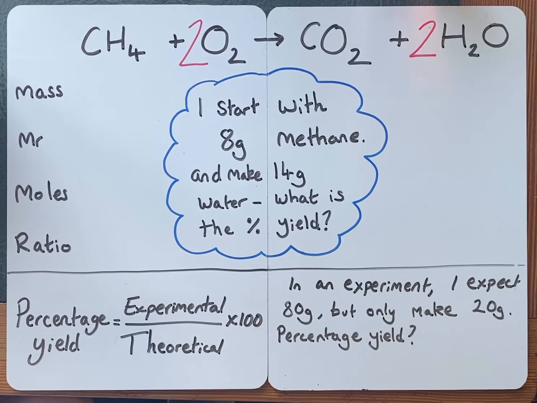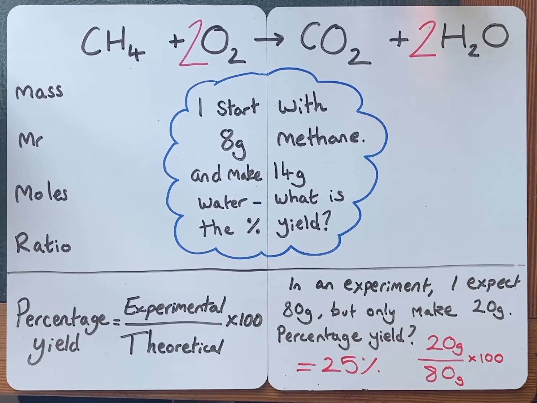Let's put that into practice. Let's look at this easier question first of all. In an experiment, I expect 80 grams, but only make 20 grams. What's the percentage yield? Going back to this equation, the experimental yield, what I actually made, was 20 grams. What I expected to make, the theoretical yield based on the maths, was 80 grams. So according to this equation, experimental over theoretical is 20 grams over 80 grams times by 100 to make it a percentage. That gives me the answer of 25%.